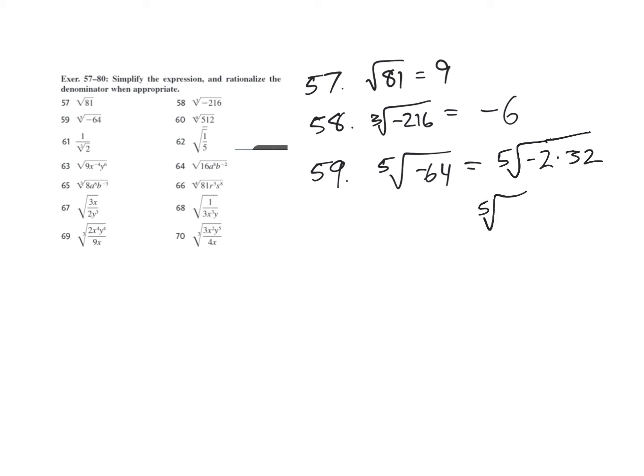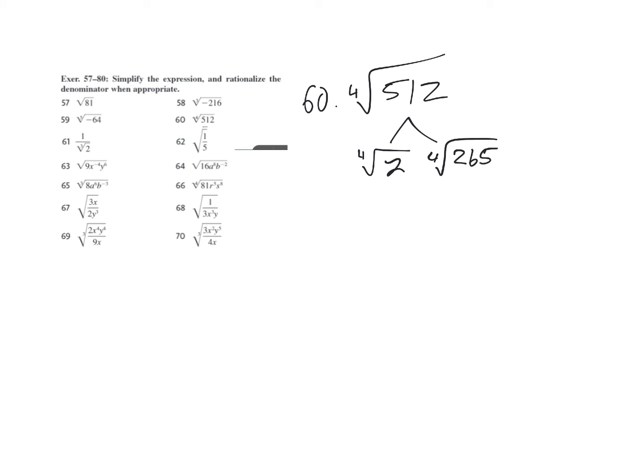So we can split these up. The 5th root of negative 2 and the 5th root of 32. So the 5th root of 32 is 2. So your answer should be 2 times the 5th root of negative 2. But we're going to put the negative on the outside. So negative 2 times the 5th root of 2. And there you'll get your answer. Alright, let's clean this up and do the next one.